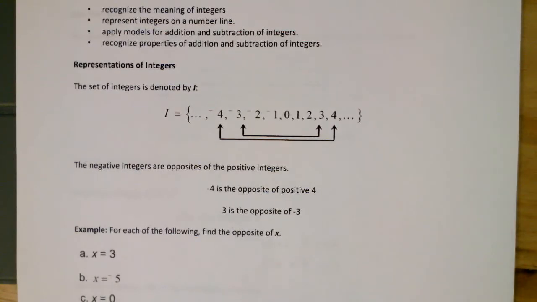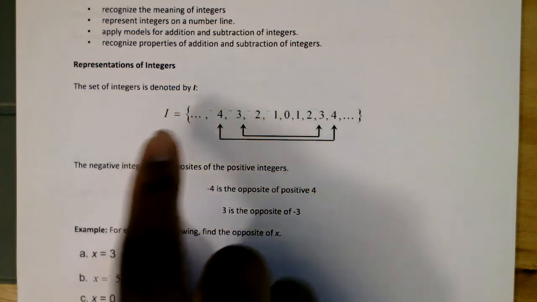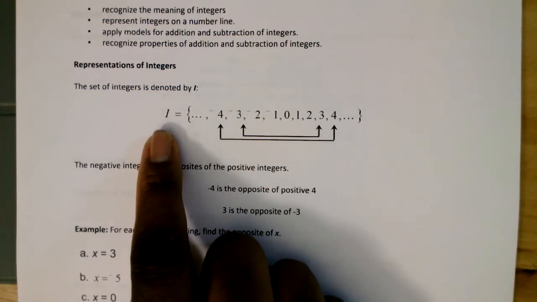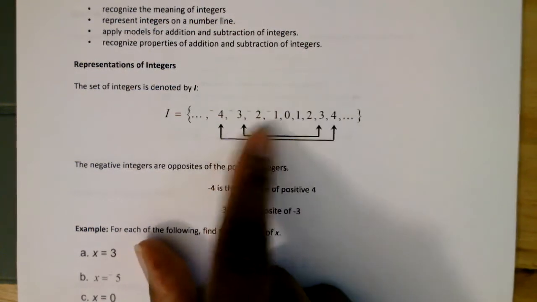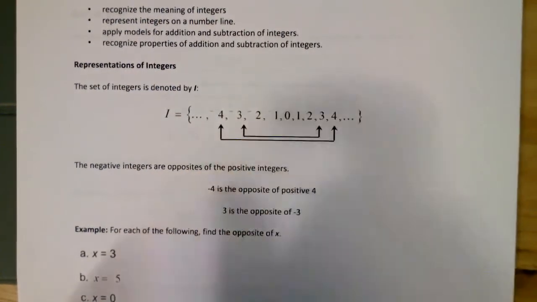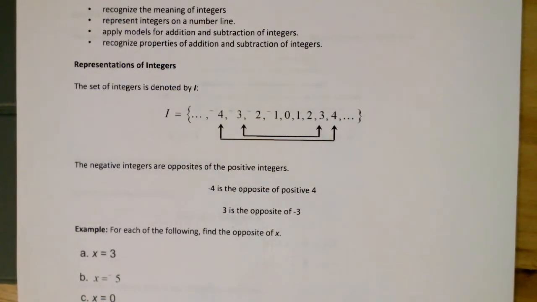The set of integers is going to be denoted by a capital letter I. There are some textbooks that use the capital letter Z to represent the set of integers, but here we're going to use I for the set of integers. And it consists of positive numbers, negative numbers, and zero, as you can see here from this set. Positive numbers, negative numbers, and zero.